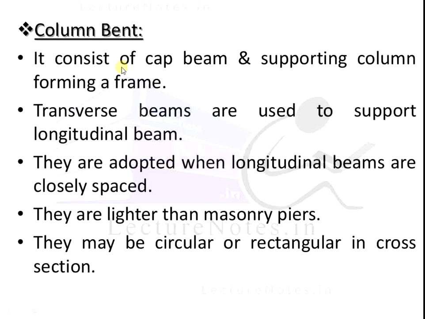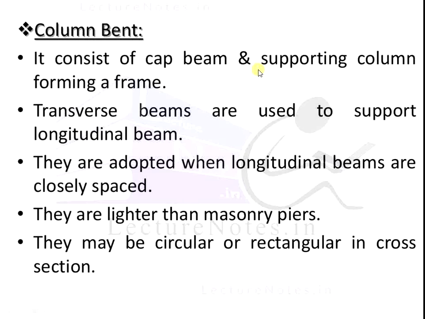First, column bent. A column bent consists of cap beams and supporting columns forming a frame. The transverse beams are used to support the longitudinal beams. They are adopted when the longitudinal beams are closely spaced, and they are lighter than masonry piers. They may be circular or rectangular in cross section or shape.